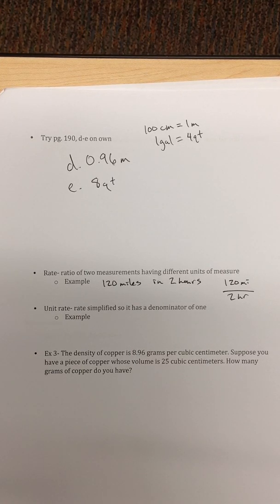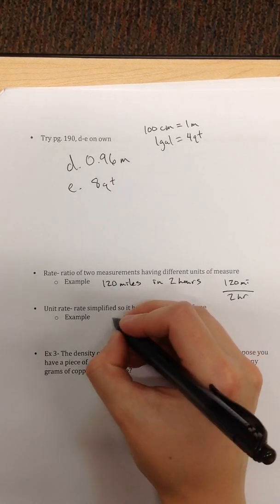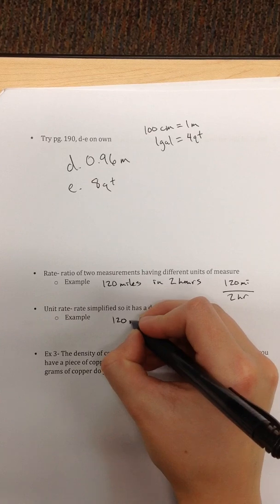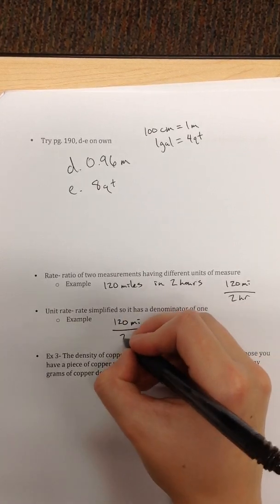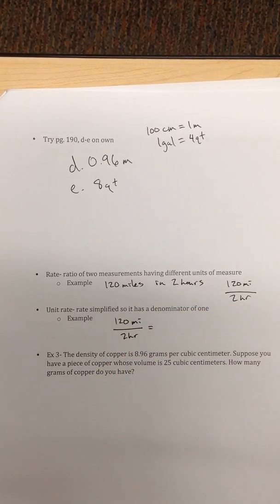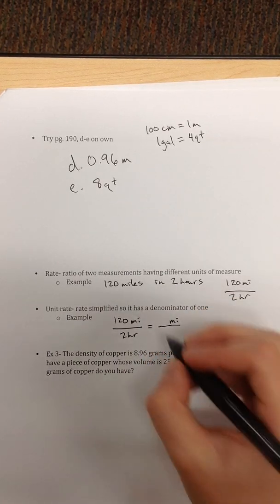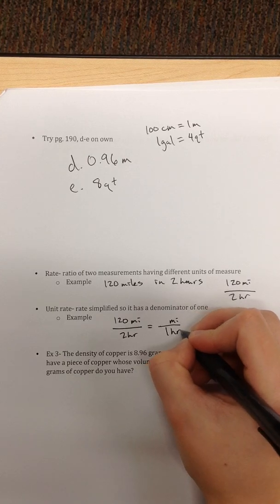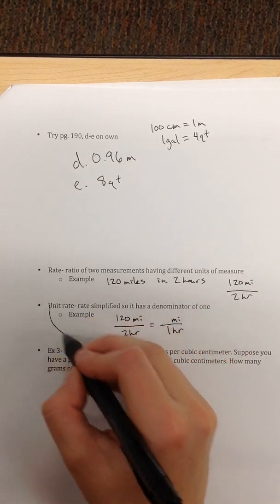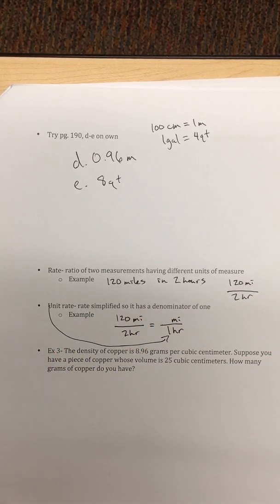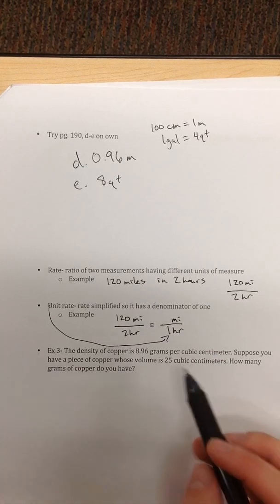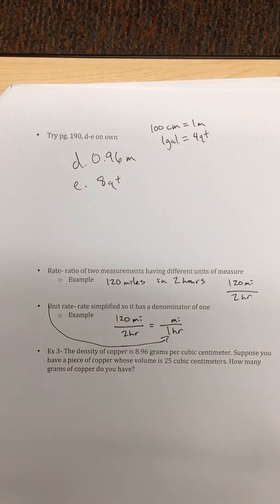A unit rate is a rate simplified so that the denominator is 1. The denominator is the bottom of a fraction. So if we look at our rate up here of 120 miles over 2 hours, what we want to do is figure out how many miles it would be if we went 1 hour. So a unit rate is where we have 1 of whatever the bottom number is.